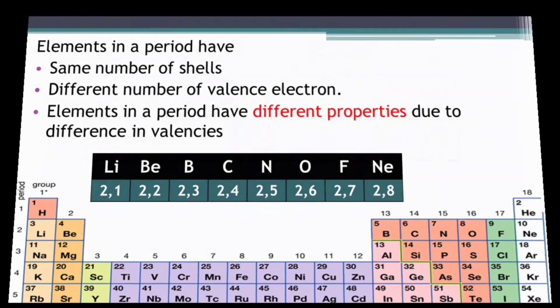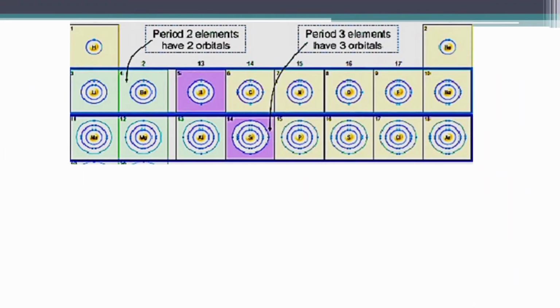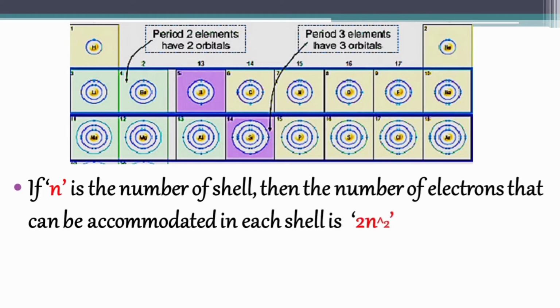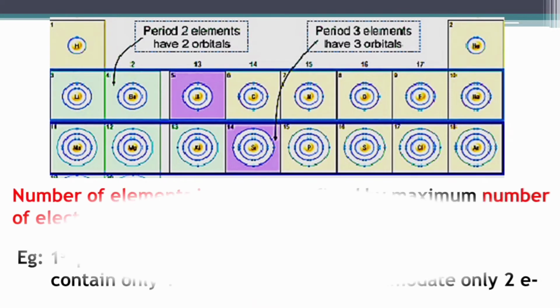Before moving on to the next characteristic of periods, let us recall the 2n square rule. The 2n square rule determines the number of electrons which can be accommodated in each shell in an atom. If n is the number of the shell, then the number of electrons that can be accommodated in that shell is 2n square. So the K shell, the first shell, has a maximum capacity of 2 electrons and the L shell has 8 electrons. That is why in the first period you have 2 elements, and in the second period you have 8 elements.